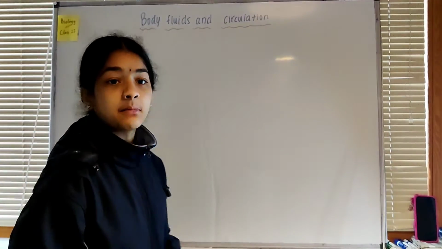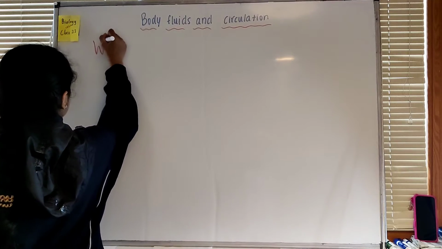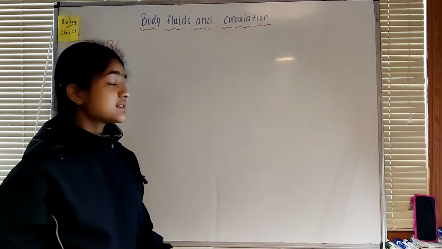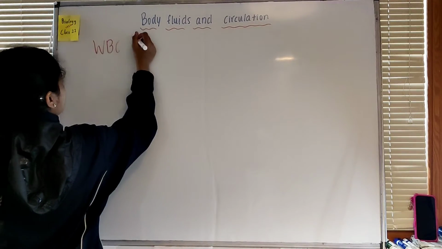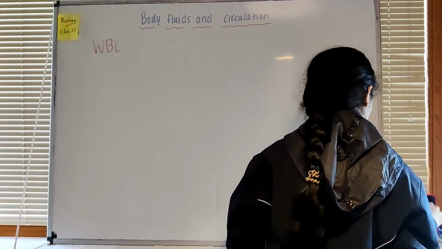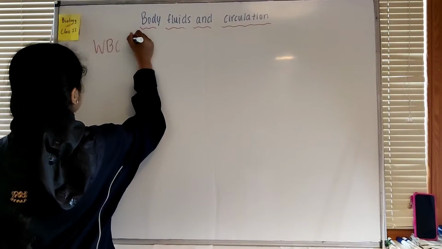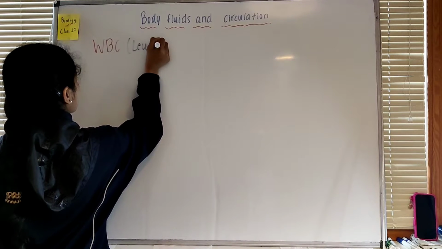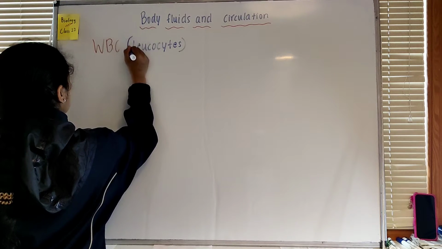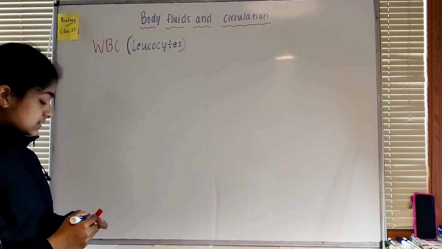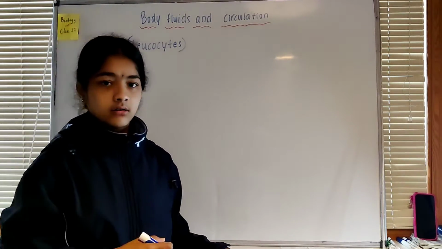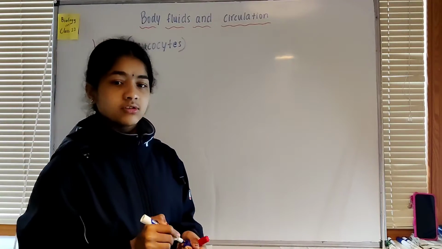In this video, we'll discuss the WBCs. WBCs are also known as white blood cells, and another name that we give to WBCs is leukocytes. RBCs are known as erythrocytes, and WBCs are also known as leukocytes.